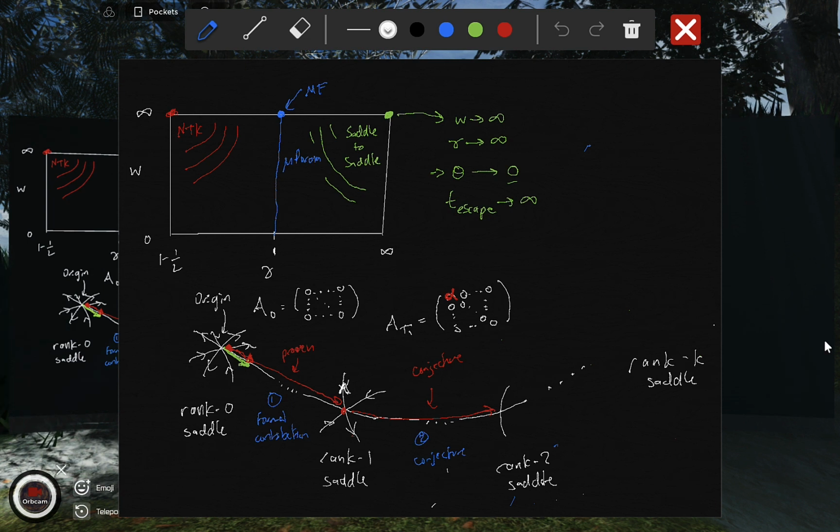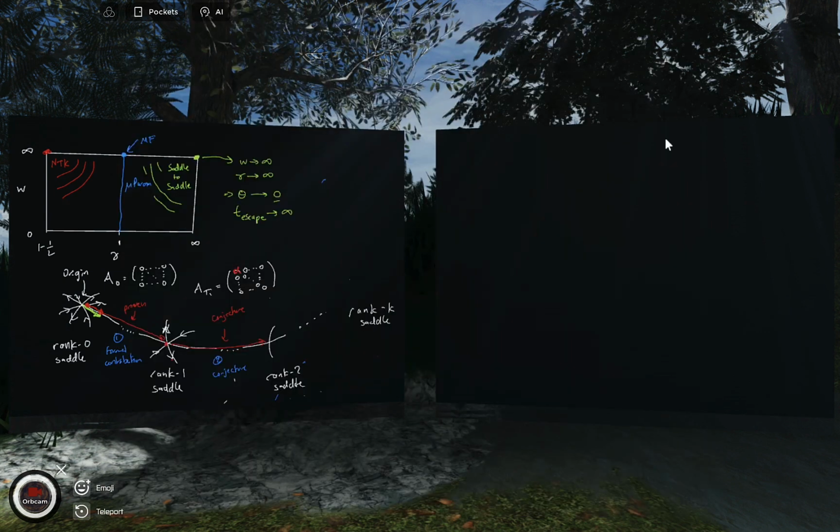Surely it shouldn't be too hard to classify the phases for a deep linear network. I mean, I don't think so. So we'll get to that at the end. A little call to action for all the theorists sitting here.